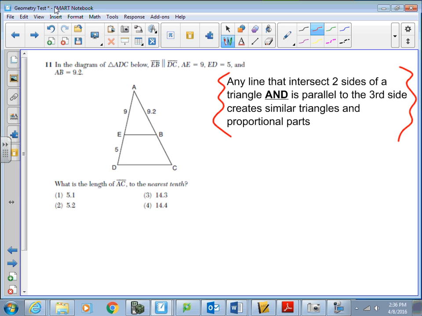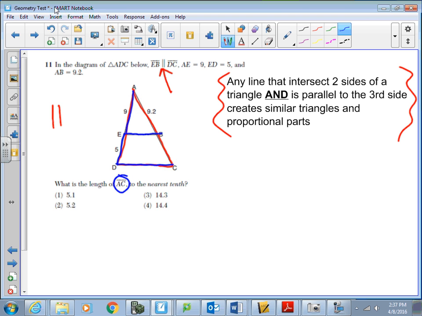It says, in the diagram of triangle ABC below, so we have A, D, C, so this triangle. EB is parallel. This means parallel. Remember that those two lines up and down, they look like that. That means parallel. So EB is parallel to DC. And then they say AE is equal to 9 and ED is equal to 5. Now, what is the length of AC?